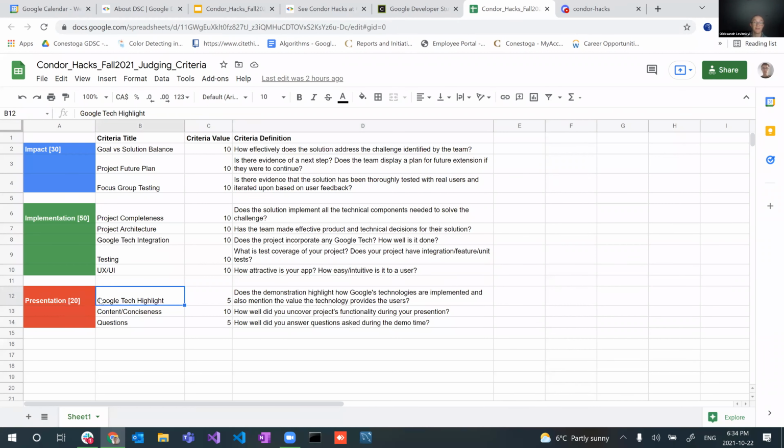Okay, so the last section is the presentation part. Google Tech Highlight: does the demonstration highlight how Google's technologies are implemented, and also mention the value the technology provides to the users. Then the other criteria, content conciseness: how well did you uncover the project's functionality during your presentation? And questions: how well did you answer questions asked during the demo time?